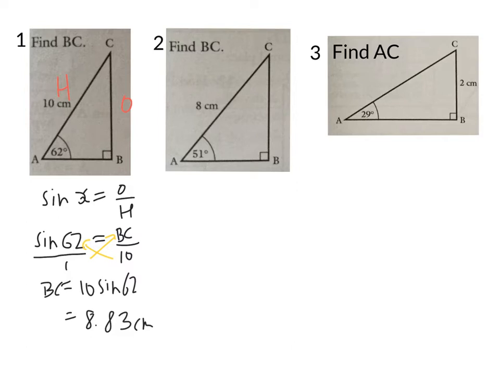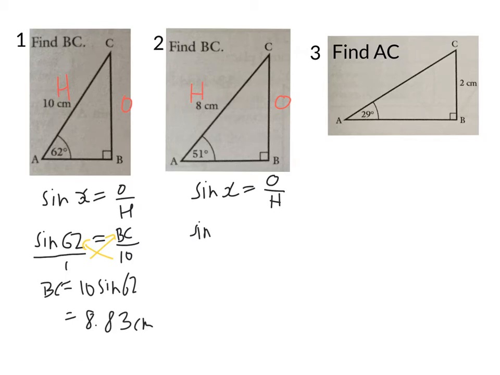Question 2. Again, we've got to find BC. We label what we know. So there's a right angle, that's the longest side. So we know 8 is the hypotenuse. Opposite the angle is the BC, which we want to find out. Because it's opposite the angle, it's called the opposite. The O and H tells us to use sine. So sine x equals opposite over hypotenuse.